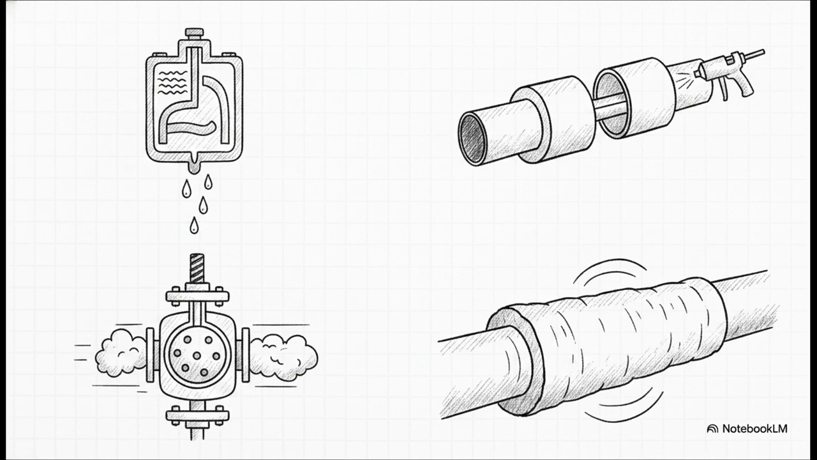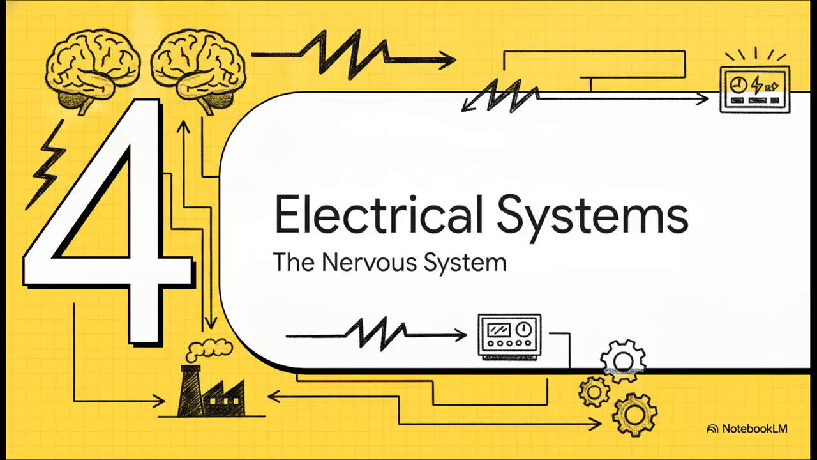Slip expansion joints allow the pipes to flex and adjust, though they do require lubrication to work properly. And if you're dealing with thick slurries or suspended solids, you definitely reach for a ball valve. Finally, you wrap the whole thing in insulation to stop heat from escaping into the room, and boom, your infrastructure's set. Next up, Section 4, Electrical Systems and Controls, the nervous system.